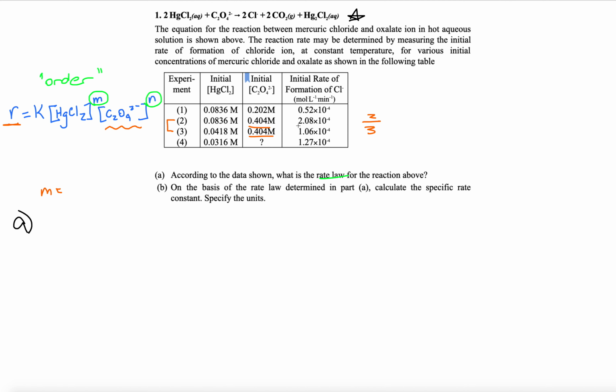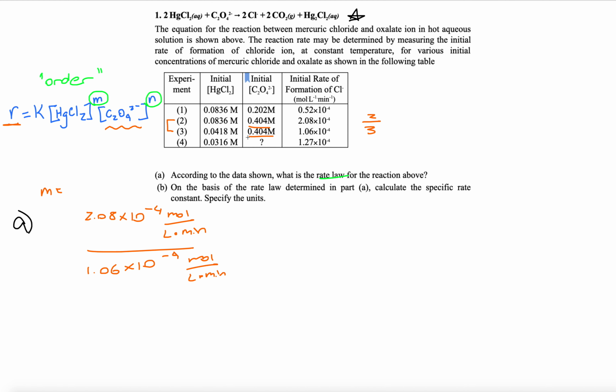So we can see that the R of experiment 2 is 2.08 times 10 to the negative 4. We're going to keep our units here, moles per liter times min. The units are very important. On the denominator, we're going to have experiment 3. So we're going to have 1.06 times 10 to the negative 4 moles per liter times min. So hopefully you guys understand why we chose experiment 2 and 3.